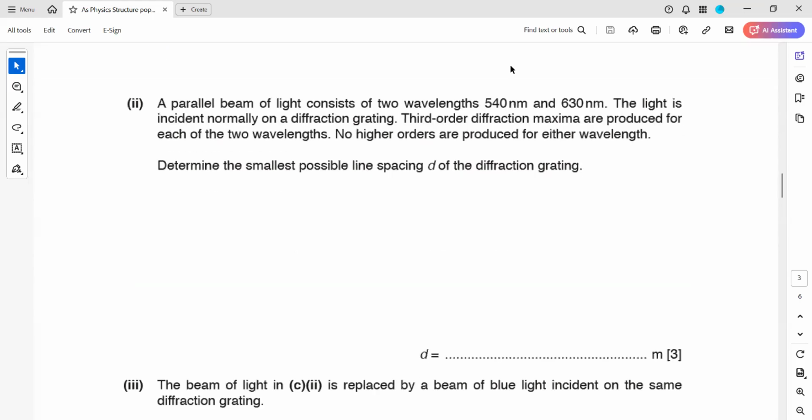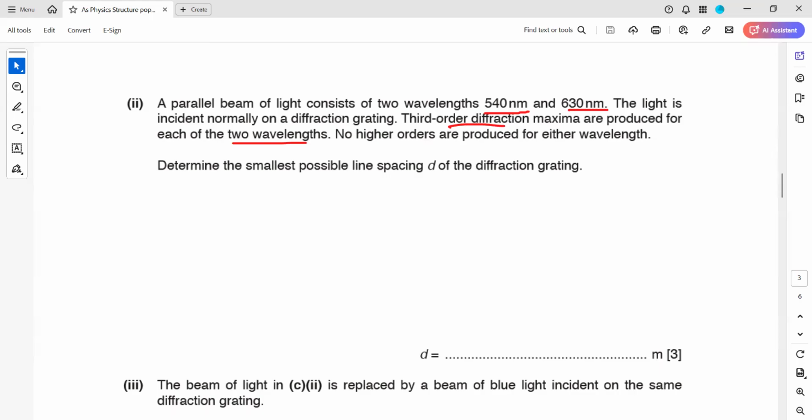A parallel beam of light consists of two wavelengths, 540 nanometers and 630 nanometers. The light is incident normally on the diffraction grating. The third order diffraction maxima are produced for each of the two wavelengths. No higher orders are produced by either. That's the maximum we got, the third order image. Determine the smallest possible line spacing, D, for the diffraction grating.